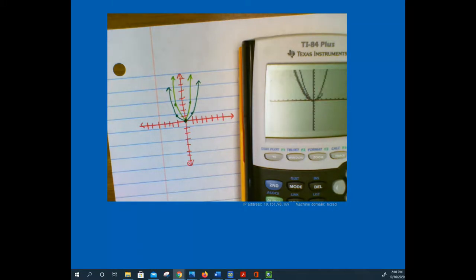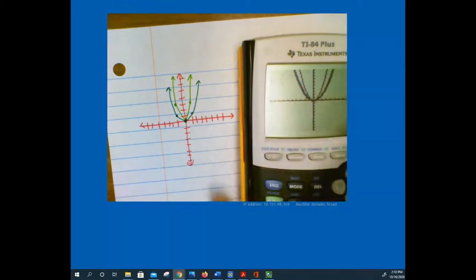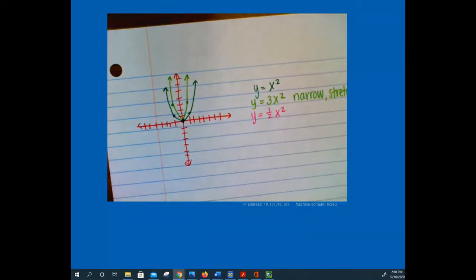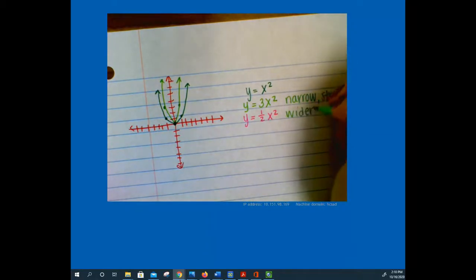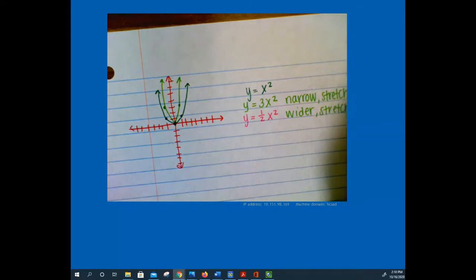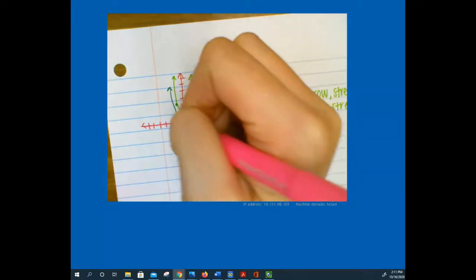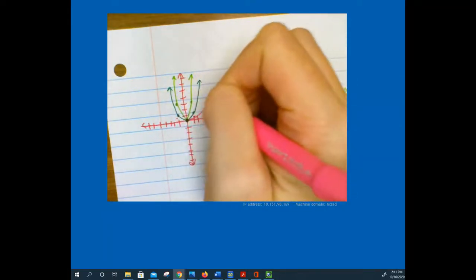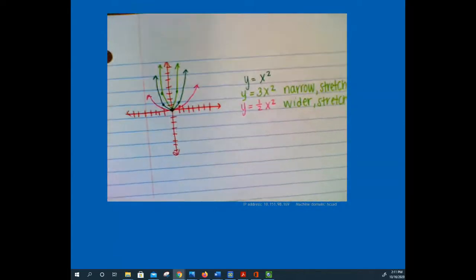So now what happened is it got like wider, right? It's opening up more. So it's kind of flattening. So in this case, it's becoming wider. And it's really stretching to the sides. Some people will say like flattening. So instead, it's like taking half of everything. So it's wide like this. And it's kind of flattening down.